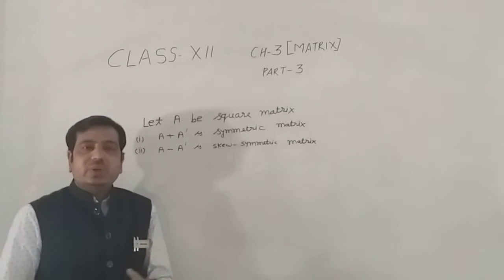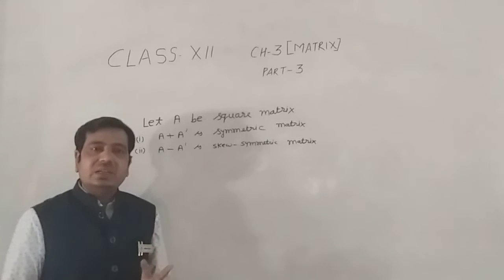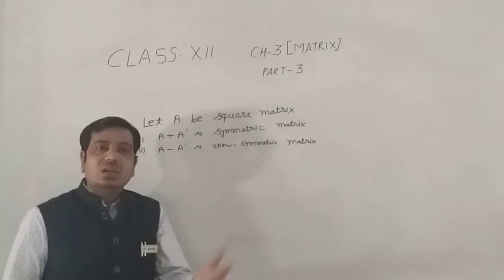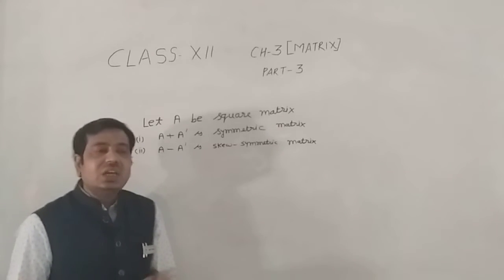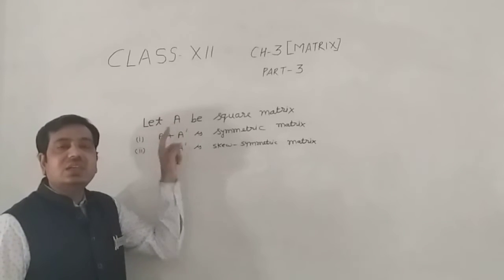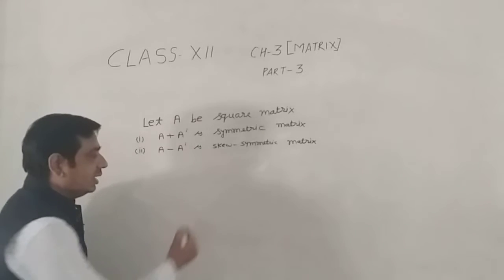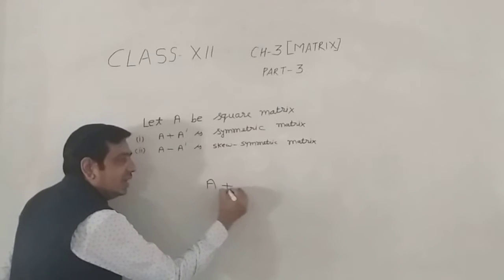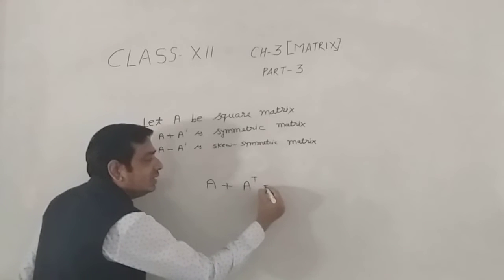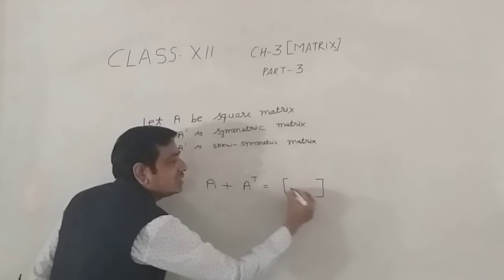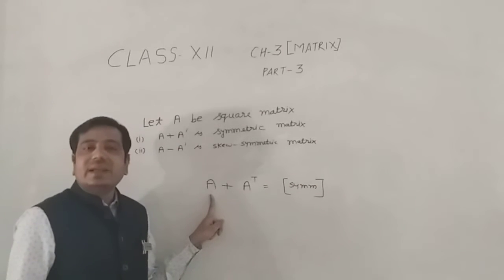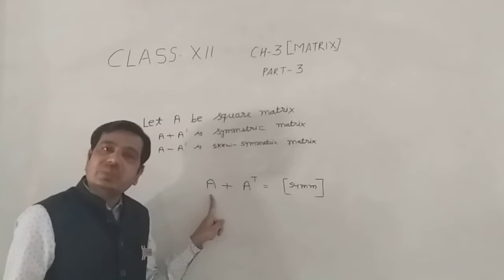Let A be any square matrix, and class, it is only a square matrix. It is neither symmetric nor skew symmetric. The property is that if you add the transpose of this matrix to this matrix, you get a new matrix which is symmetric. It means this matrix is neither symmetric nor skew symmetric.